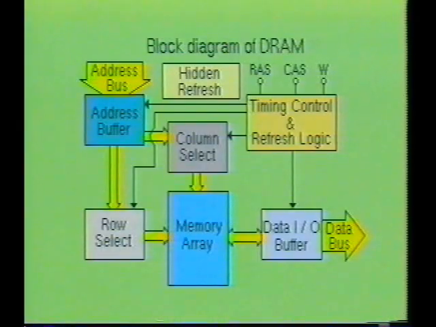Another variation of the RAS only refresh method is referred to as hidden refresh. When using the hidden refresh method, the CAS input is held at a logic low instead of a logic high, as was used in the RAS only method. This allows the valid data to remain at the output while the rows are selected and refreshed.